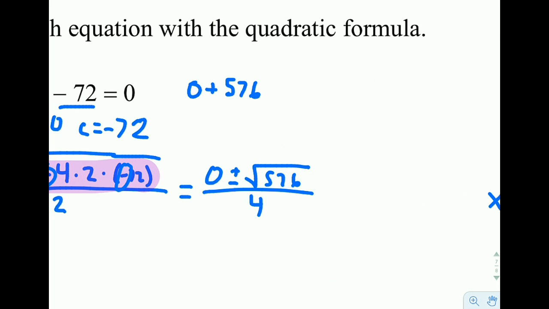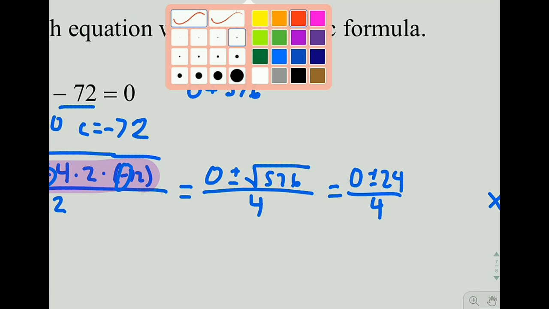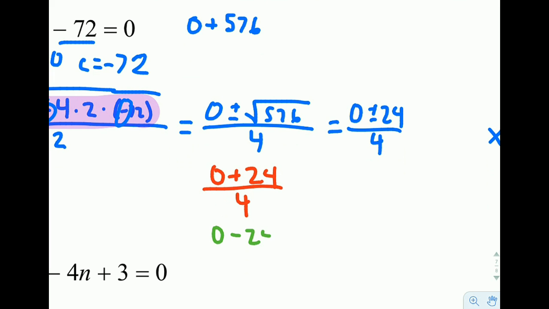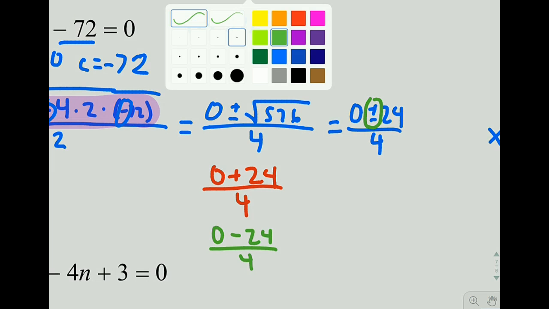Take that one step farther. The square root of 576, if I were to type that in my calculator, is going to be 24. So I get 0 plus or minus 24 over 4. This is the part where I'd recommend breaking it up into 2 separate problems. So on one side I have 0 plus 24 over 4, and on the other part I have 0 minus 24 over 4. The plus or minus is really saying one problem should be plus and a new problem should be minus. So let's solve each of these separately.